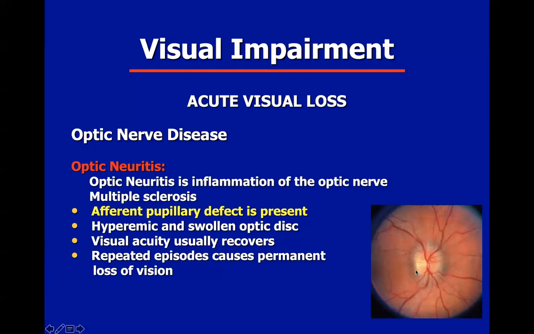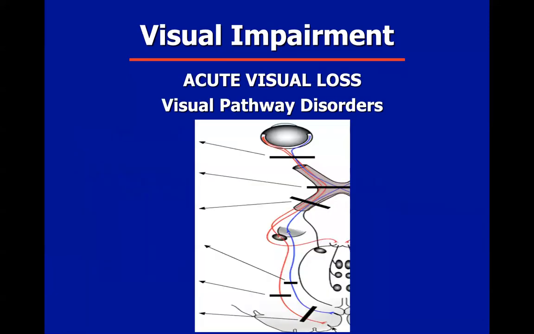As you can see, I don't know where the borders are. The visual acuity usually recovers, which is good. But the repeated episodes, if you keep getting it over and over again, it can cause permanent loss of vision. So here are your visual pathway disorders, your acute visual loss.